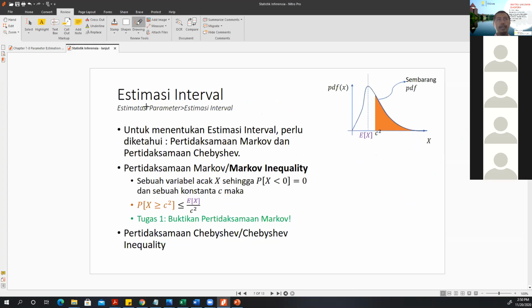Another method is the interval estimator. The interval estimator is a kind of method to find some parameter that falls in a certain area.